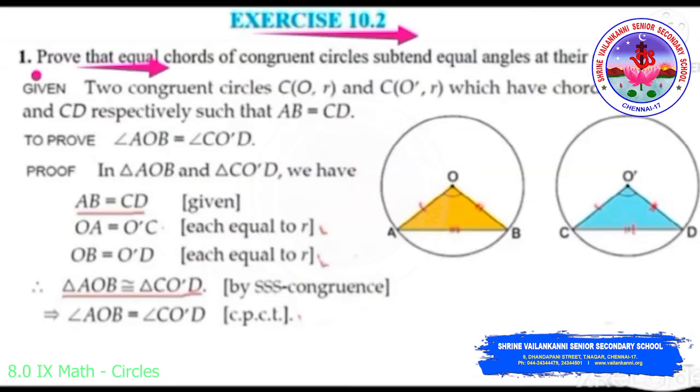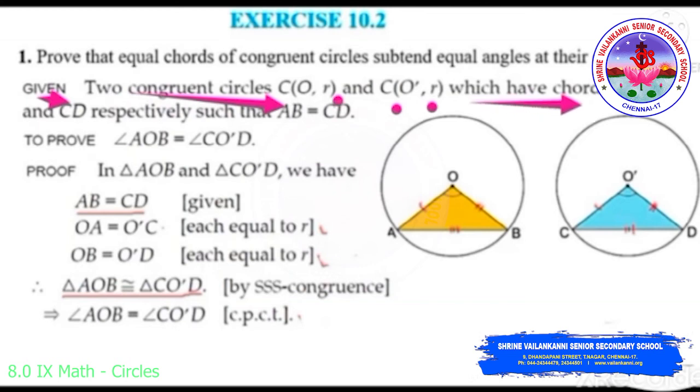Exercise 10.2, first problem. Prove that equal chords of congruent circles subtend equal angles at the center. Given two congruent circles with equal chords AB and CD, we want to prove that the angles subtended by the two chords are equal. Given two congruent circles with centers O and O dash with the same radius R, which have chords AB and CD respectively, such that the two chords are equal.